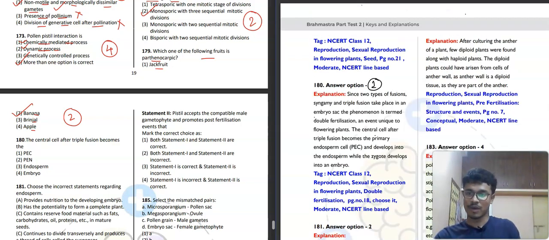Question number 180 says that the central cell after triple fusion becomes the primary endosperm cell, primary endosperm nucleus, endosperm, or embryo. The central cell after triple fusion becomes the primary endosperm cell. The first option will be your correct answer. Two types of fusion, as we already discussed, syngamy and triple fusion, take place in an embryo sac. The phenomenon is termed double fertilization, and the central cell after triple fusion becomes the primary endosperm cell. So the first option will be the correct answer for this question.